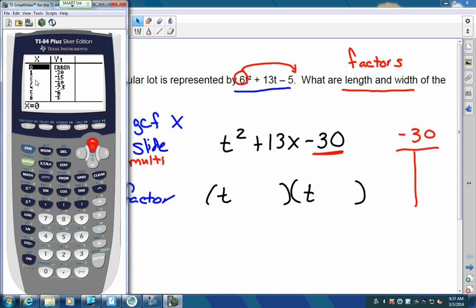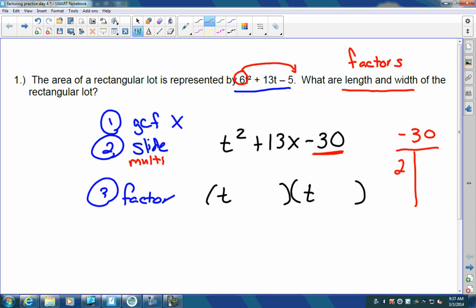Now when you look up here, I see 2 and negative 15, but when you add those together, that gives you negative 13. What do you need? Positive 13. So I need to switch the signs and get negative 2 and positive 15. Now when you add those together, you get positive 13. That's what I'm getting for my middle term. So I'm going to put minus 2 and plus 15.